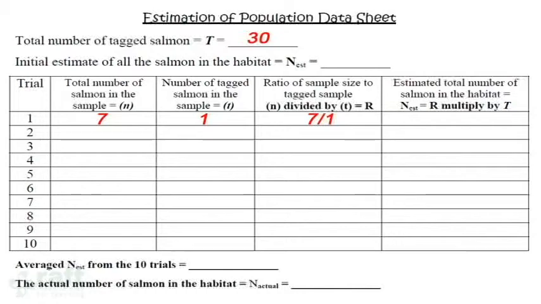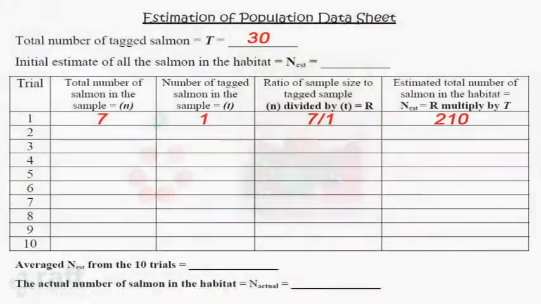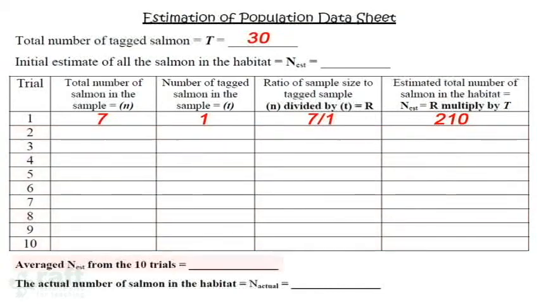Now that we have our ratio, what we're going to do is multiply that ratio by the total number of tagged salmon that we started with, which was 30 green tagged salmon. So it would be 7 over 1 times 30. After we've done this, we're going to take 9 additional samples for a total of 10 samples and then calculate the average population size from that number.